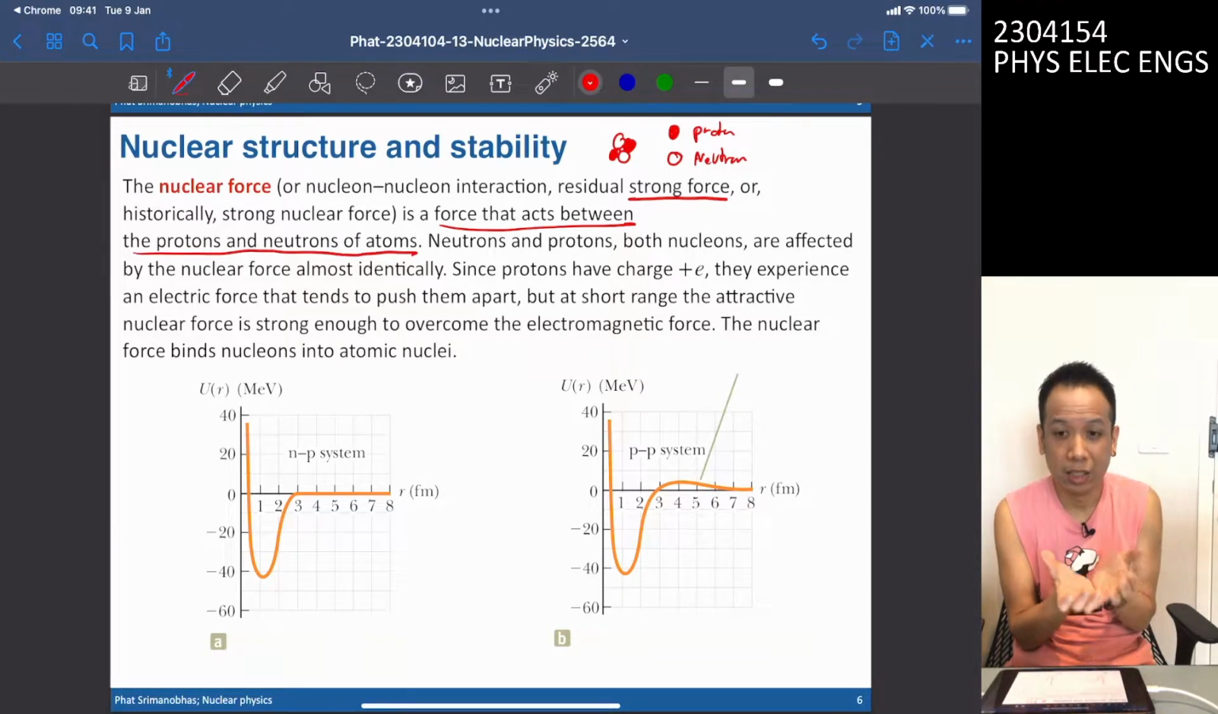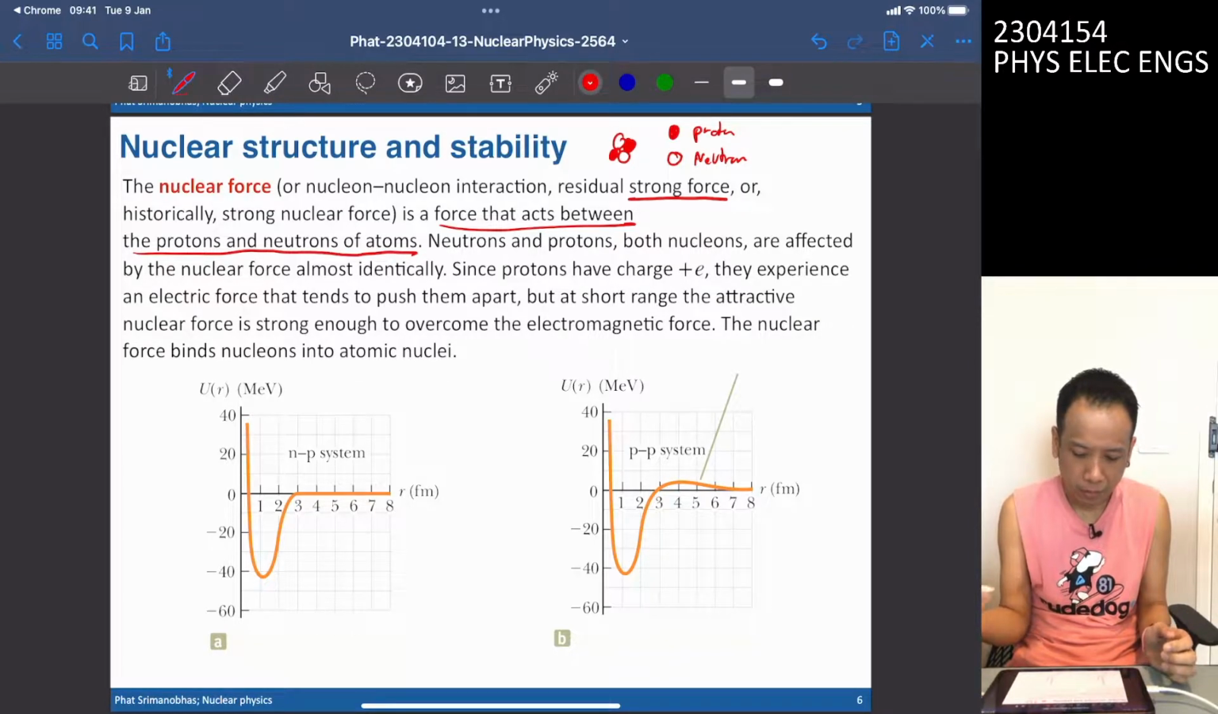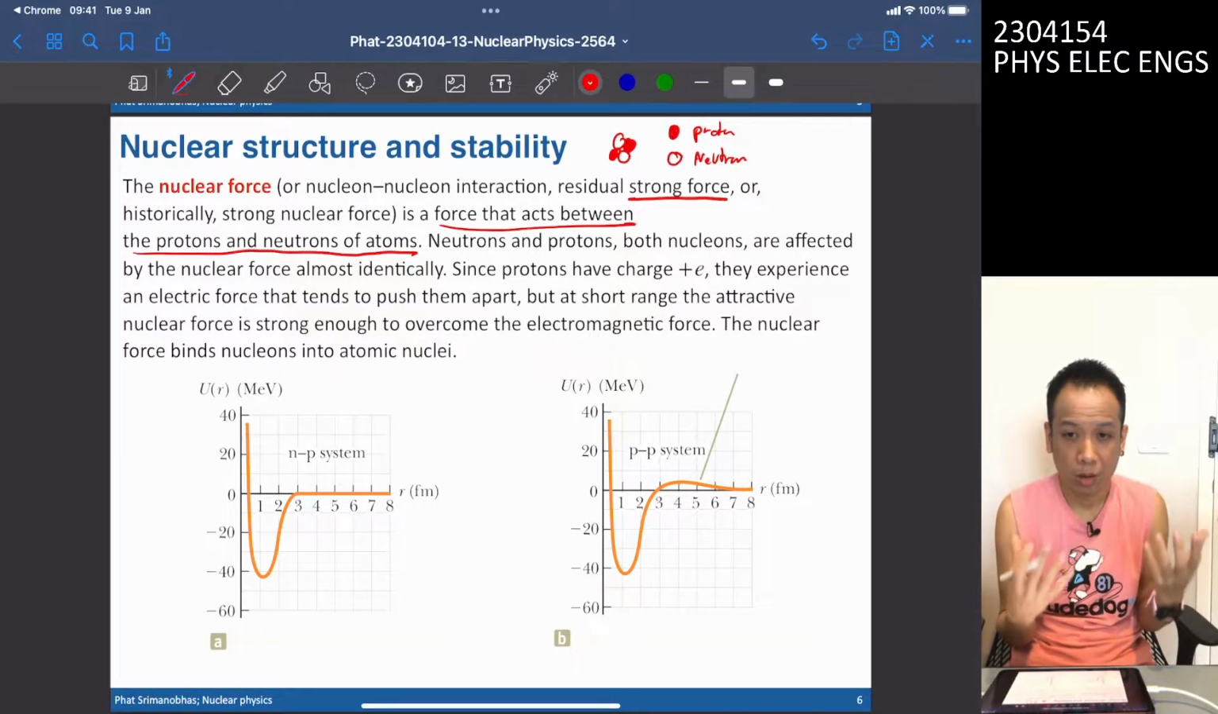So it means that the nuclear force needs to be much stronger than the Coulomb force so that it can keep the nucleons stuck to each other. Okay? So that is the idea of the strong force.